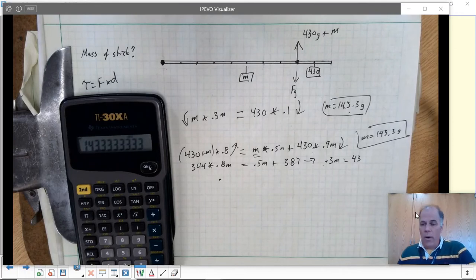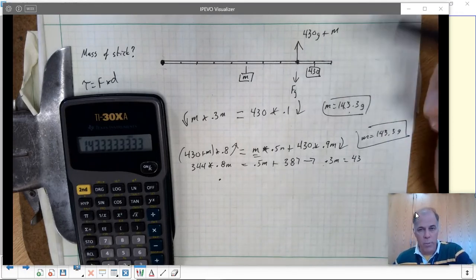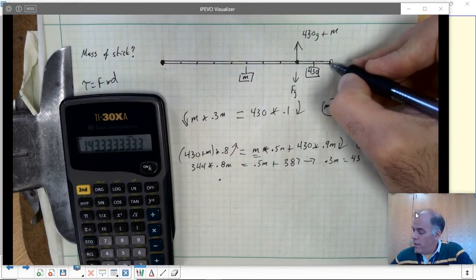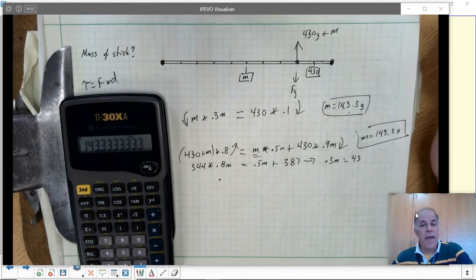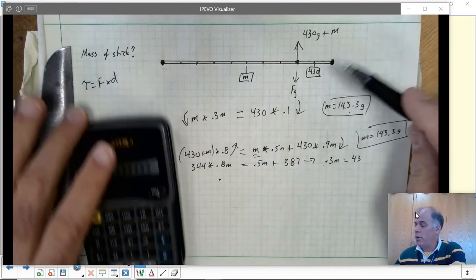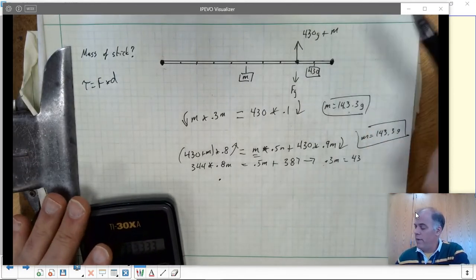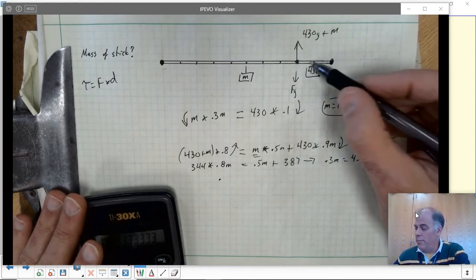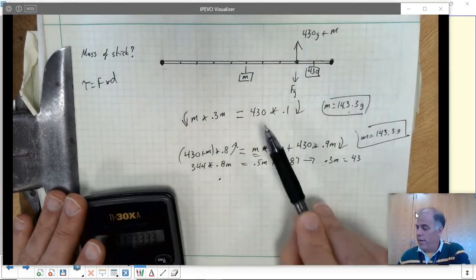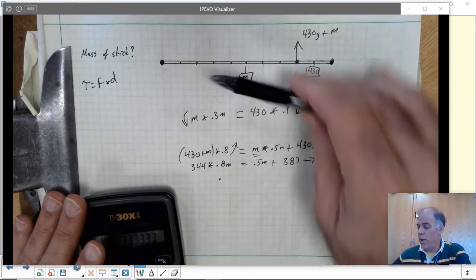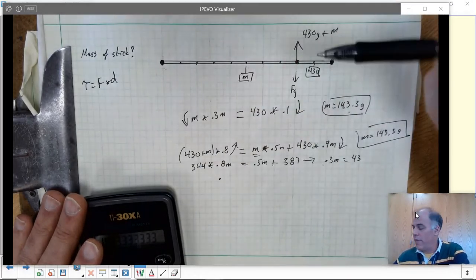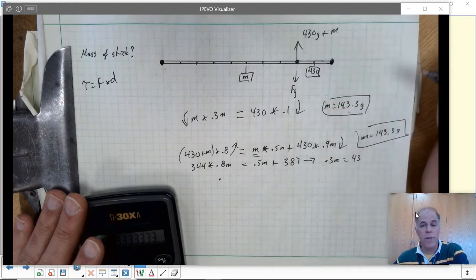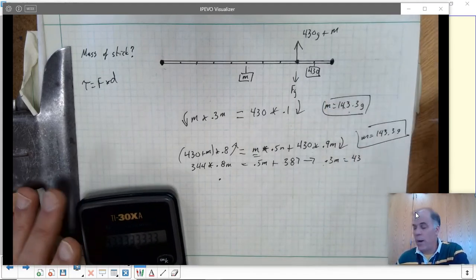All right. Now, I would like you to pause it in a moment here. I want you to practice this idea by using this end as the imaginary pivot point. Okay, so with this end as the imaginary pivot point, we have the 430 grams. It's only 0.1 meters away, trying to swing it down. And then the weight of the stick, half a meter away, trying to swing it down. And countering that is the upward force, 430 plus m, only 0.2 meters away. And if you do it right, you should come out with the same answer.